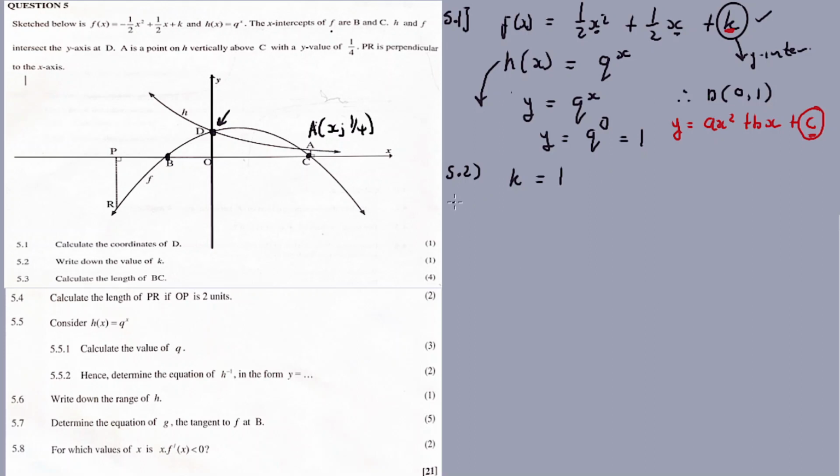5.3: calculate the length of BC. We want the x-intercepts for the function f. First find the coordinates of B and of C, so that we can calculate the length of BC. So take f of x now. This function now works, and we can manipulate it and do whatever we want because we have the value of k, which is 1. Now let's simplify, since we want the x-intercepts, the values of B and C.